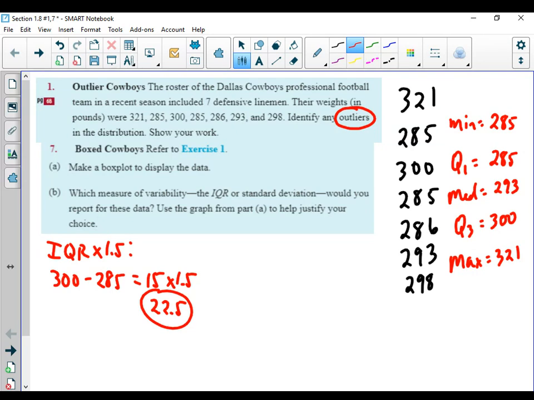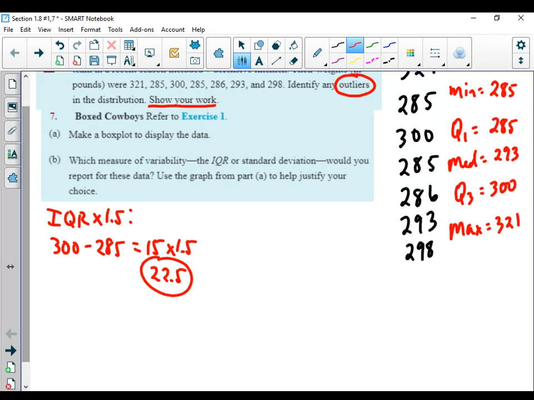All right, now remember that 22.5 is the number I'm now going to use to help me decide, do I have an outlier or not? So when they ask me to show my work, what they're really wanting to know is, what's the low limit that we could go to without having an outlier, and then what's the upper limit that we could go to without having an outlier? Well, to make that decision for the low end, we decided we're going to start at Q1, its value, and I'm going to subtract whatever this number was, in this case 22.5. So Q1 was 285. This would be to find our lower limit.